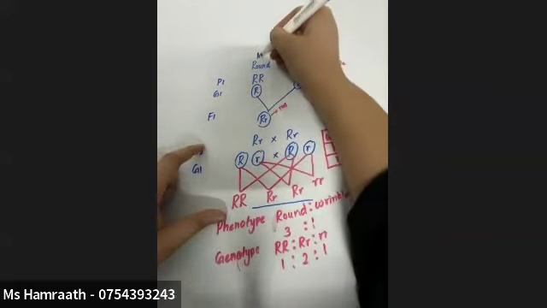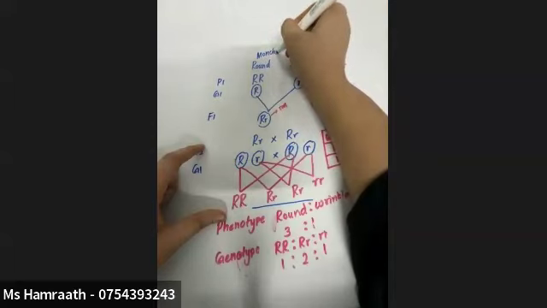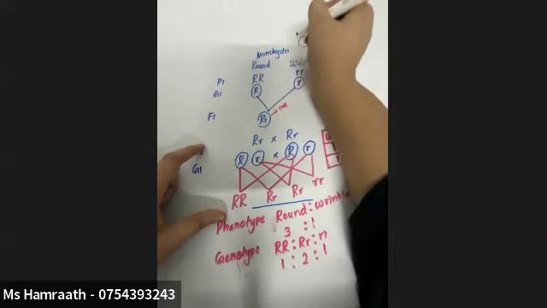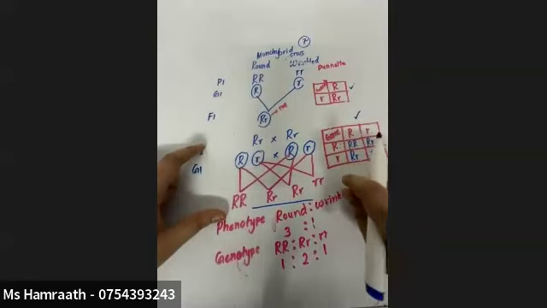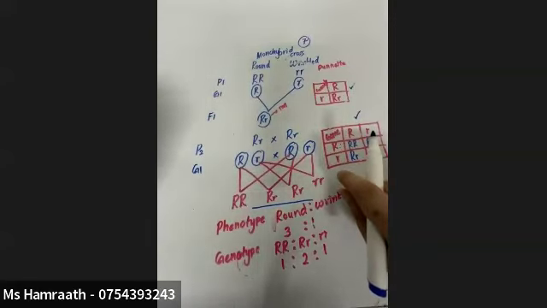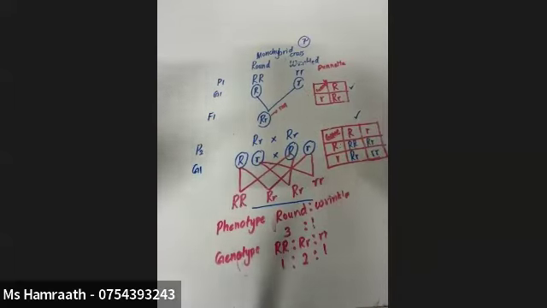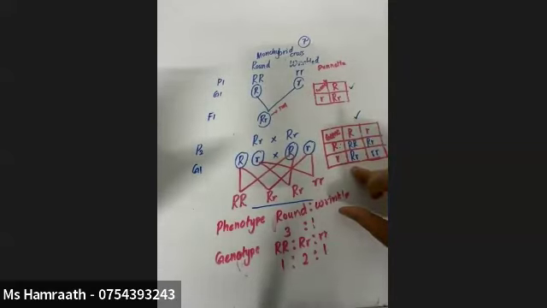This is what we call a monohybrid cross. In your exam, they will ask you to draw the monohybrid cross. So monohybrid cross means, what did he do? He took only one characteristic, like height, only short and tall. That kind of experiment, we call a monohybrid cross.